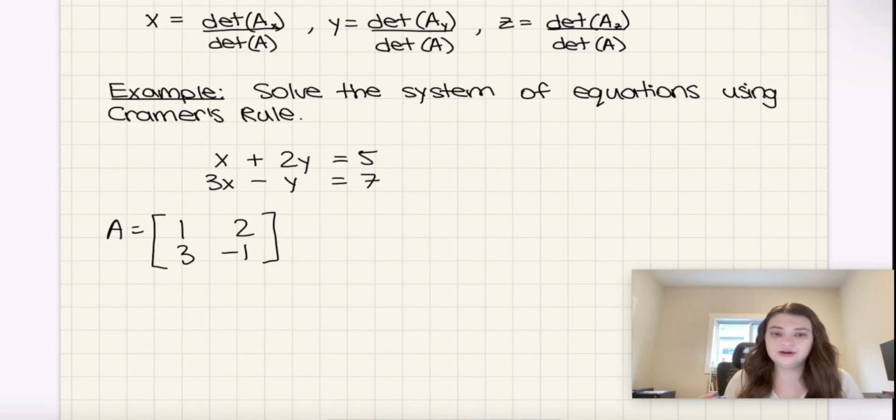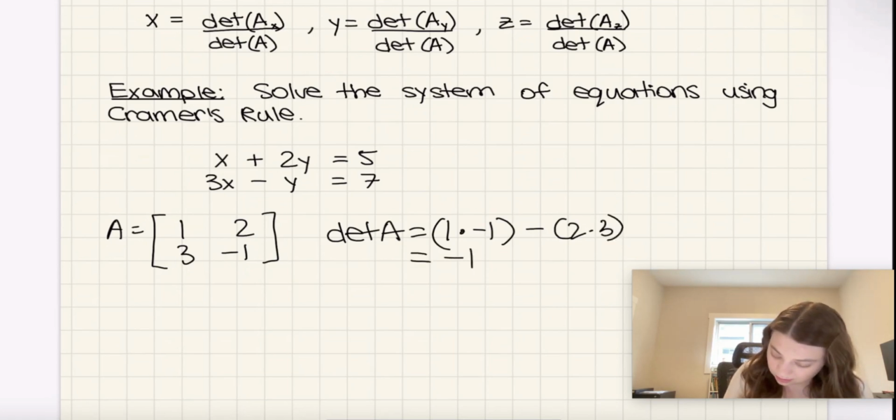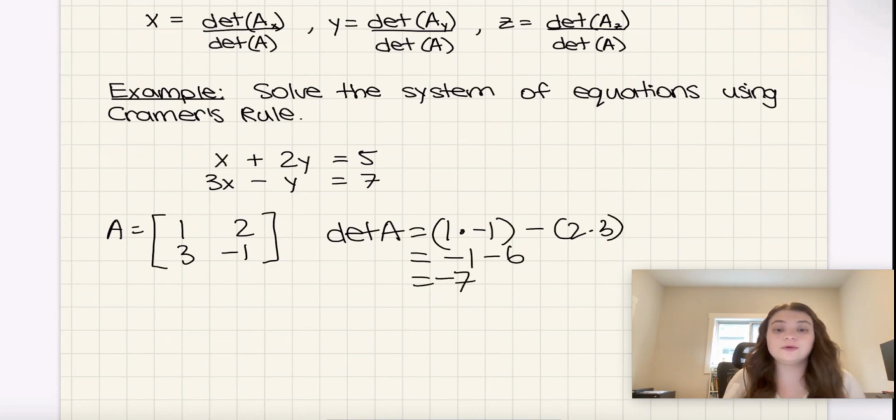So just a reminder, how do we find the determinant of a 2 by 2 matrix? We multiply A times D, and then we subtract the product of B times C. So in this case, we're going to have 1 times -1 minus 2 times 3, and that's equal to -1 minus 6, which is equal to -7. So therefore, determinant A is -7.